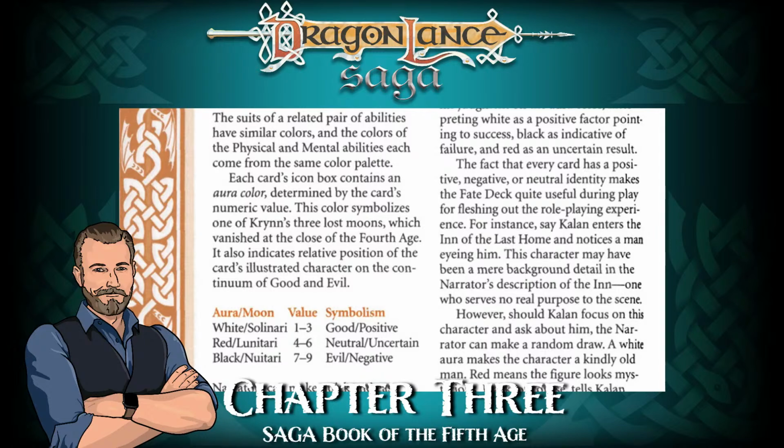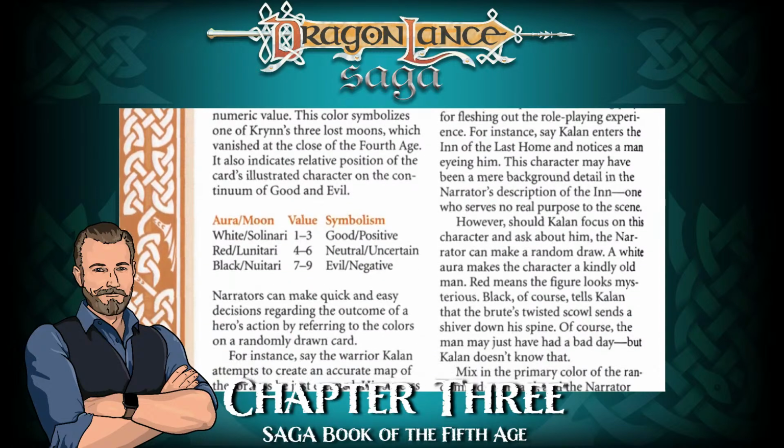Each card's icon box contains an aura color, determined by the card's numeric value. This color symbolizes one of Kryn's three lost moons, which vanished at the close of the Fourth Age. It also indicates the relative position of the card's illustrated character on the continuum of good and evil. So we have the aura and moon color, the value it represents, and the symbolism it represents.